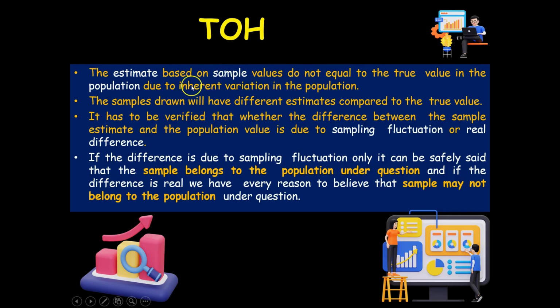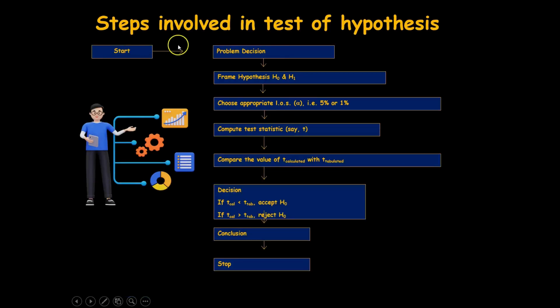Now there's an important fact that estimates which are based on a sample are not equal to the true value or the original value of the population because of the existence of inherent variation in the population. So it has to be verified whether the difference between the estimates which are based on sample and the population or the true value is due to the sampling fluctuations or due to real differences. If the difference is due to the sampling fluctuation, then we can say the sample belongs to the population, and if the difference is real, we have every reason to believe that the sample does not belong to the population under study or under question.